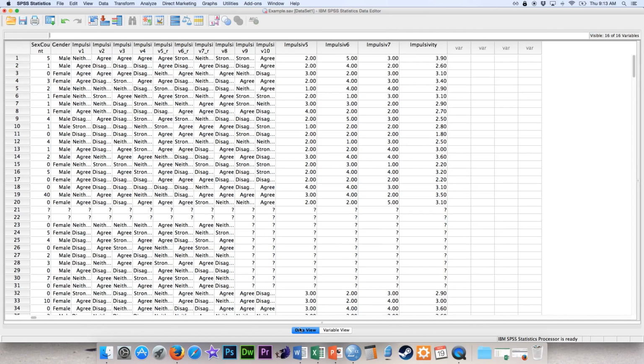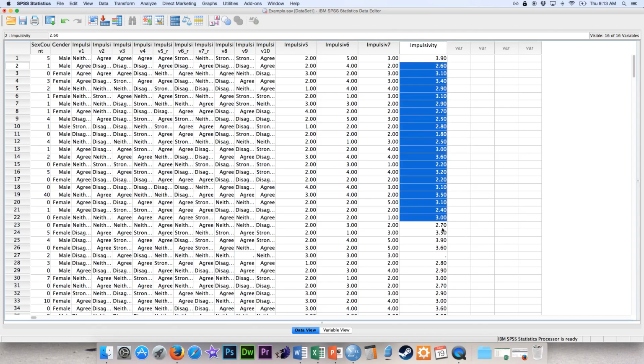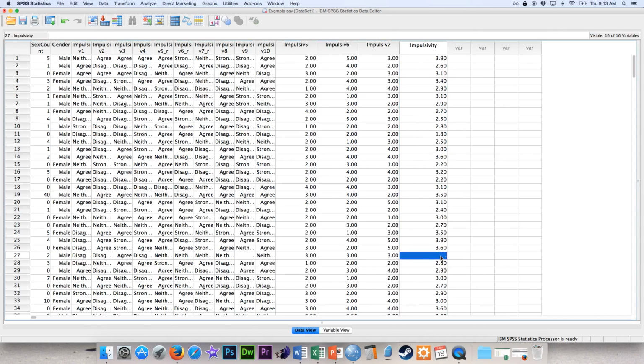And now if we go to data view, there we go, we have an average score. And you'll notice sometimes you'll have a missing data point. That just means that they forgot to put one of the answers in, but that's fine. We'll just keep it like that.